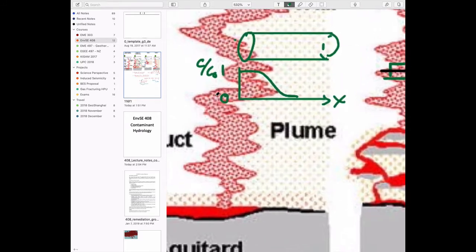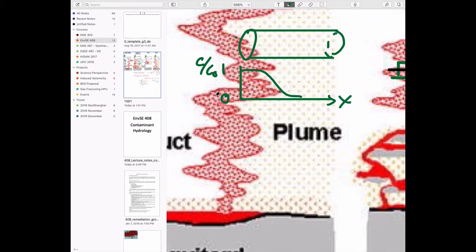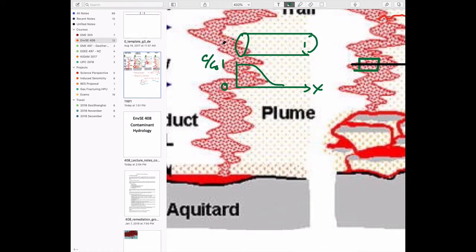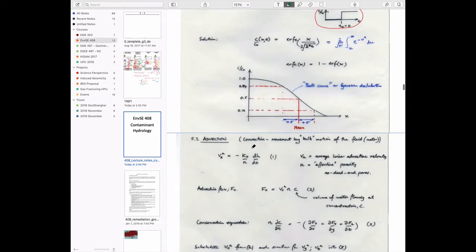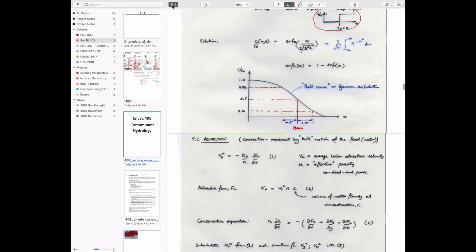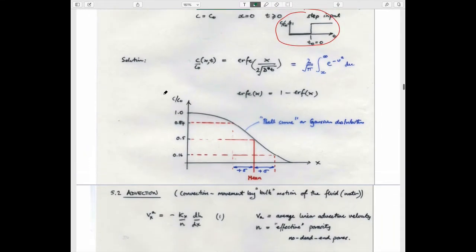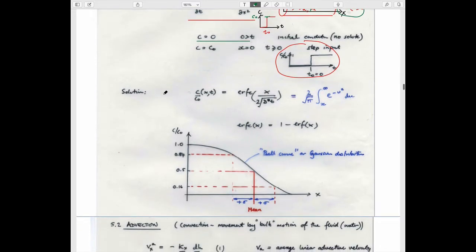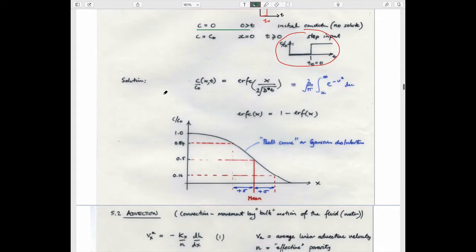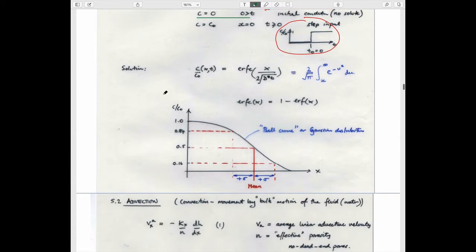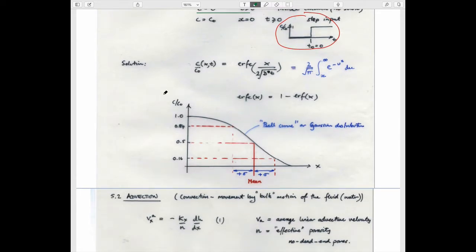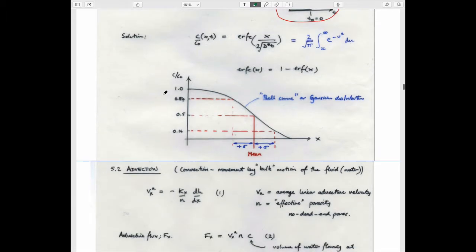Probably a bit small, but you can see that. Actually not small at all. And so that's what we're trying to represent. And it turns out that if you solve the differential equation for those boundary conditions, you get something that looks like a cumulative probability distribution. Not quite the bell curve in this geometry, but the cumulative portion of the bell curve.